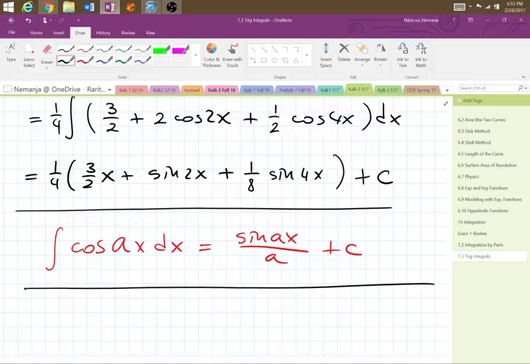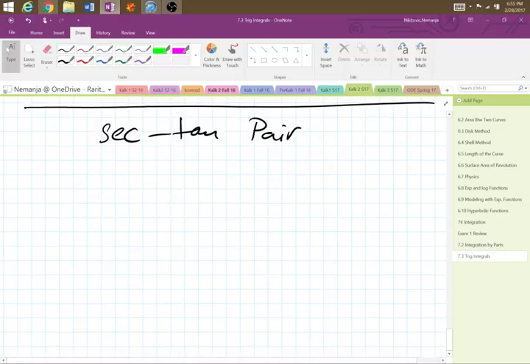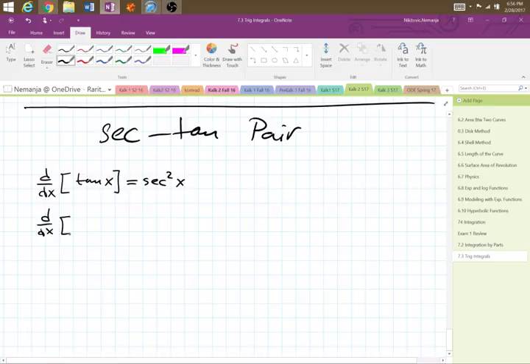Next part is the secant tangent pair. And to solve these problems, we have to observe how pairing works. So we know that the derivative of tangent x is secant squared x. And we know that the derivative of secant x is secant x tangent x.